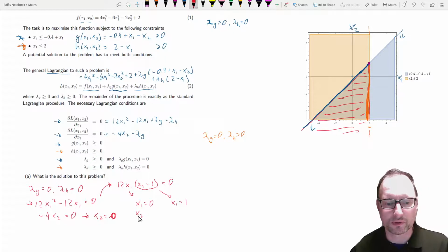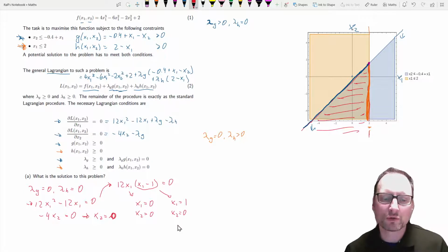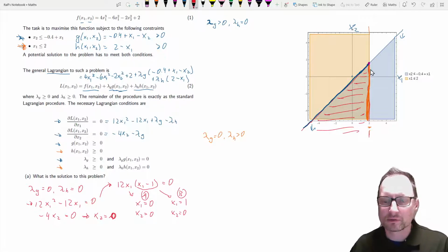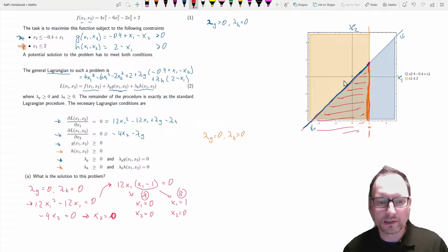I'm not sure why I wrote the a. Well, I was anticipating what I wanted to write. And here we also have x2 equals 0. So we have 2 points. Let's call these points A and B, and let's go to our diagram and see where these 2 points are. Well, A is on the origin. That's this point here, point A.